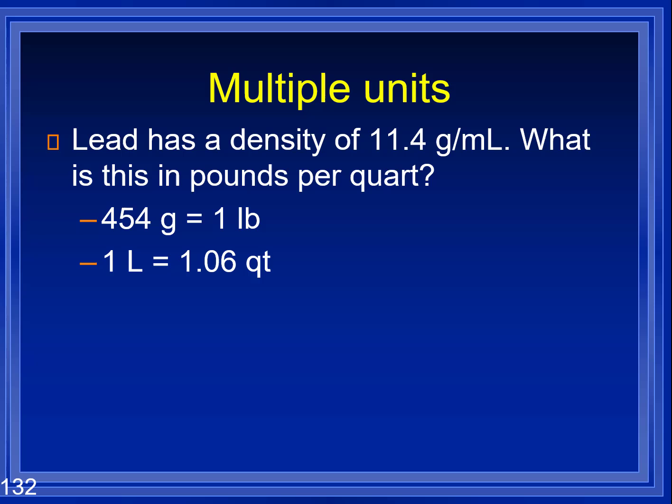We'll talk more about density soon. But for right now, I needed something with 2 units. So I'm picking this one because it had 2 units. Density of lead is 11.4 grams per milliliter. What is this in pounds per quart? So if I had a milliliter of lead, it would weigh 11.4 grams. If I had a quart of lead, how much would it weigh? That would be pounds per quart.